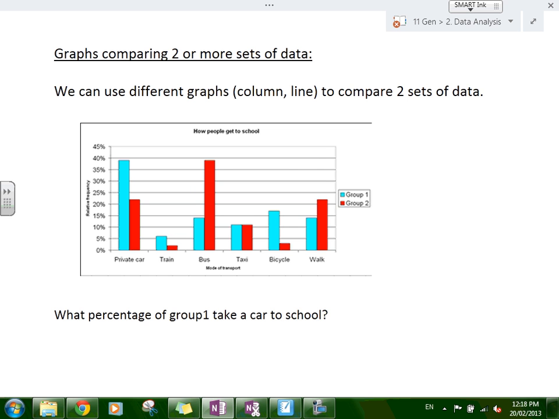Has anyone here ever gone to school in a taxi? It's interesting. I've never done it.